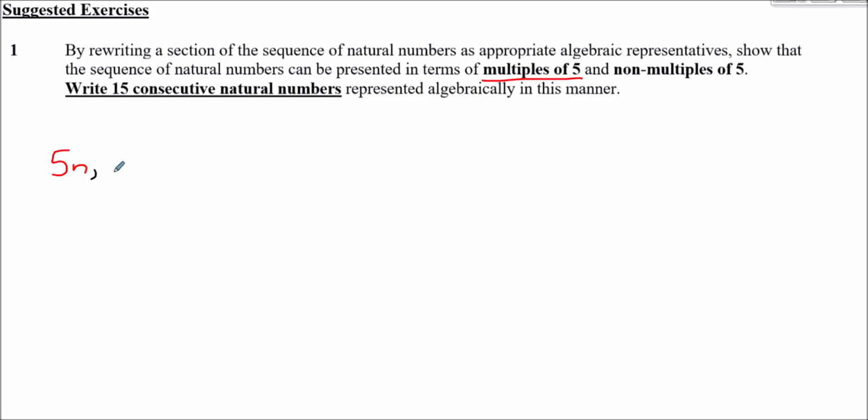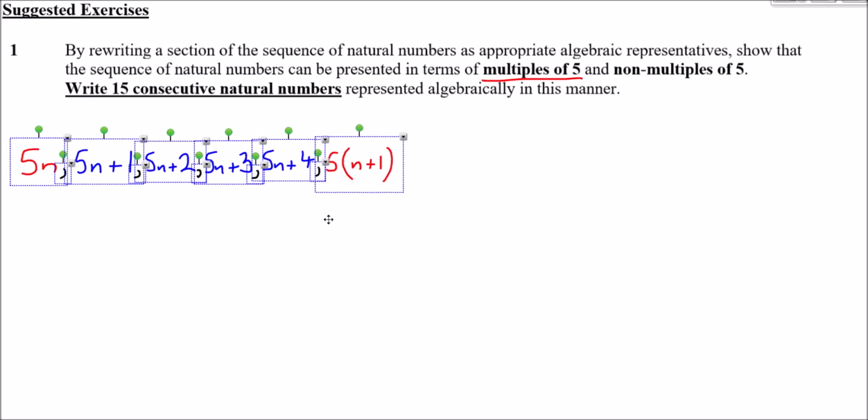After 5n, the next consecutive natural number, bigger than 5n, would be 5n plus 1. Then one bigger than 5n plus 1, we'd have 5n plus 2. After 5n plus 2, 5n plus 3, and now hopefully you get the idea. We then have 5n plus 4. And then we'd have 5n plus 5, but 5n plus 5 has a factor of 5 in the 5n and the 5. So for the next one, we could factorise out the 5 and say it's 5 lots of n plus 1. Just by doing that, it makes it clearer that we're talking here about the next multiple of 5.